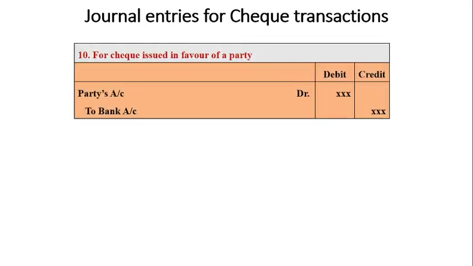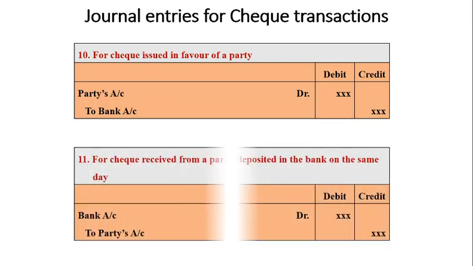10. For check issued in favor of a party. Accounts involved here are party's account and bank account. Both are personal accounts. Party receives, so it is debited. Bank gives, so it is credited. So the journal entry is party's account debtor to bank account.